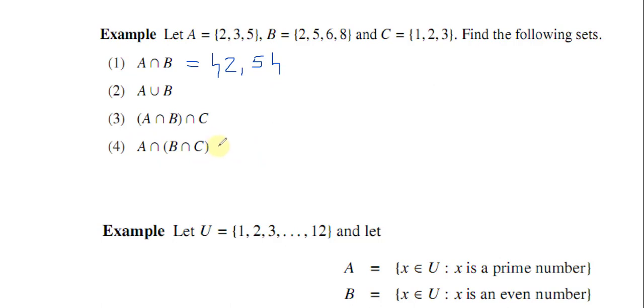The next one, for example, this one: A intersection with B intersection C. Firstly, we need to find B intersection with C, which is in brackets. So B intersection with C, let's rewrite A: 2, 3, 5 intersection, and now B intersection with C. So it is just 2. And the intersection of these two sets is 2. Only one element, unique element.